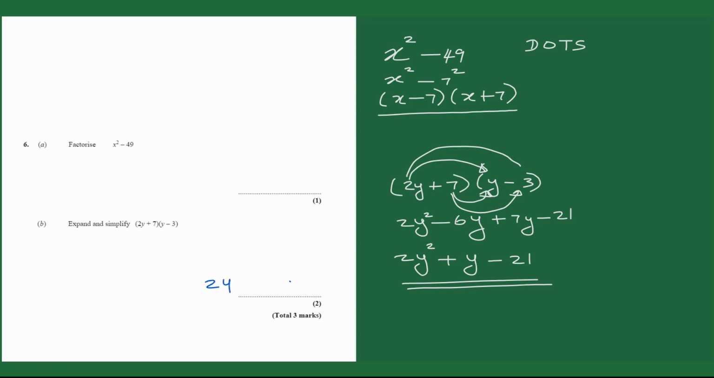So let me write that quickly. Answer for the second part is 2y squared plus y minus 21. And the answer for the first one, (x minus 7)(x plus 7).